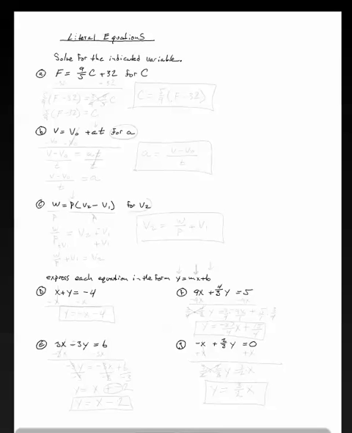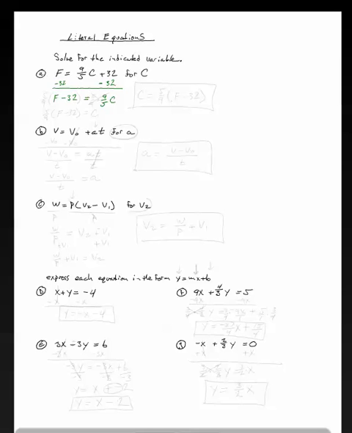In example A, it says f equals 9/5 times c plus 32 for c. So they want us to solve this for c, which means get c all by itself on one side of the equation. So the first thing we're going to do is subtract 32 from both sides. That gives us f minus 32 equals 9/5 c.